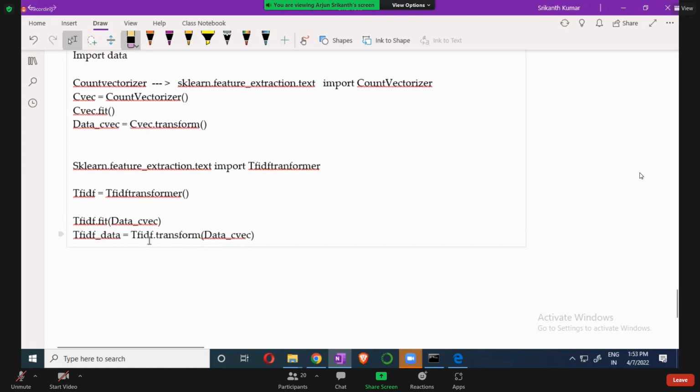This is the final data which you have to give it to your model. This is the one you have to give it to your model. Got it? Hope it is clear with you guys. Okay, this is the process you have to follow. Now see this, simple.